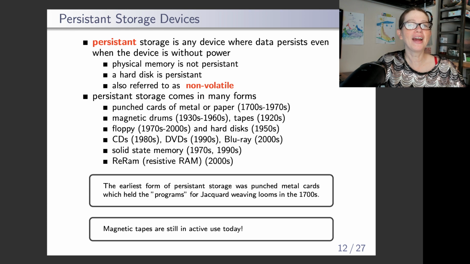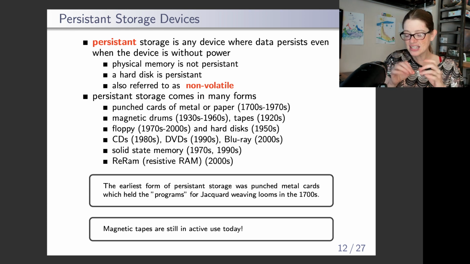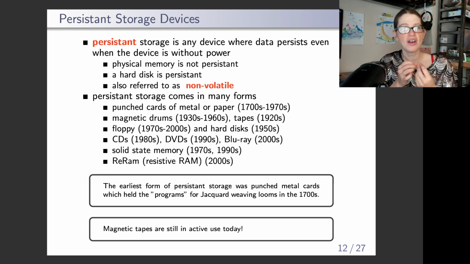Or a cassette player, which maybe you had. Or a VHS player. And it's this thin plastic that's covered in a ferromagnetic material. And the orientation of the field on that tape is going to encode ones and zeros. Magnetic tapes have actually been around since the 1920s, and the interesting thing about that is they're still in use today. So magnetic tapes are still in use after over 100 years.